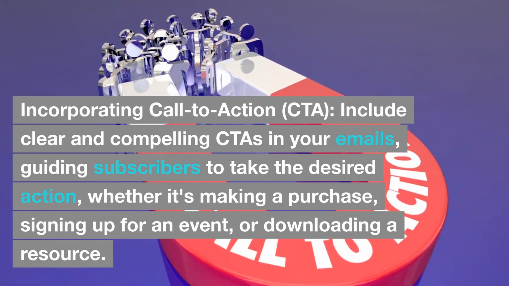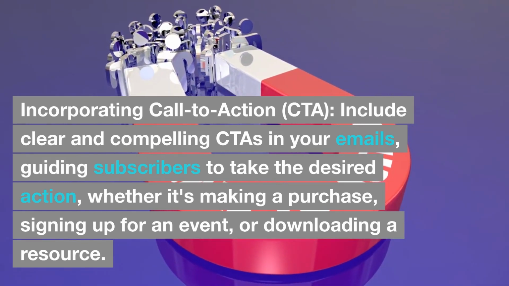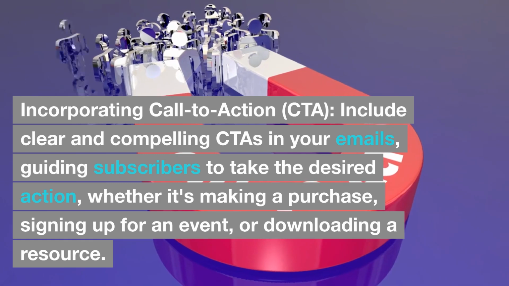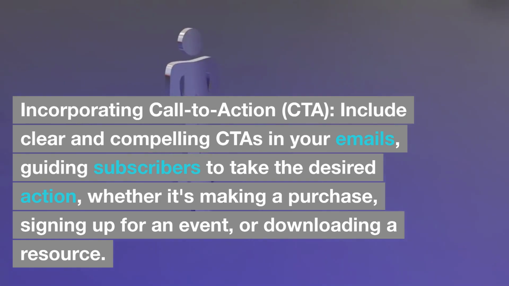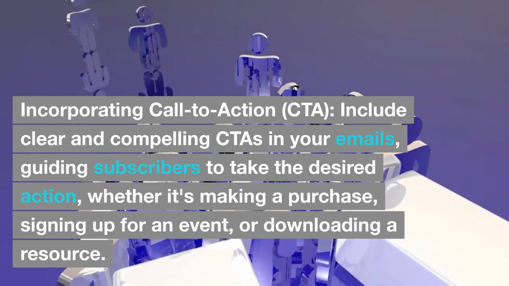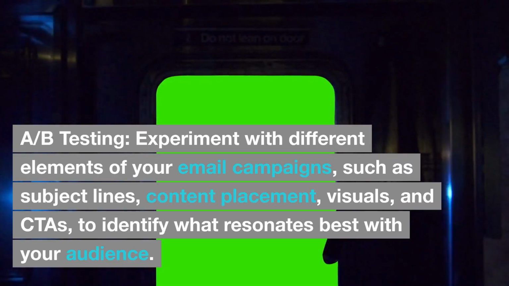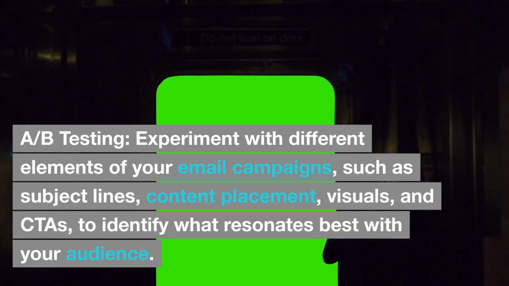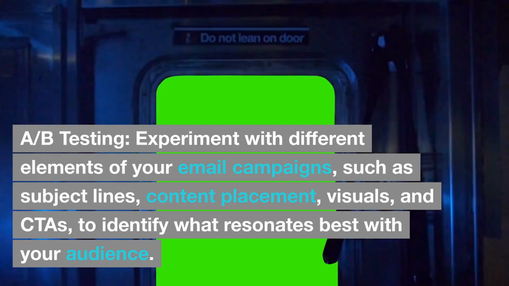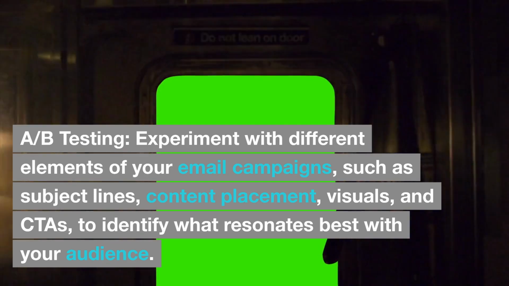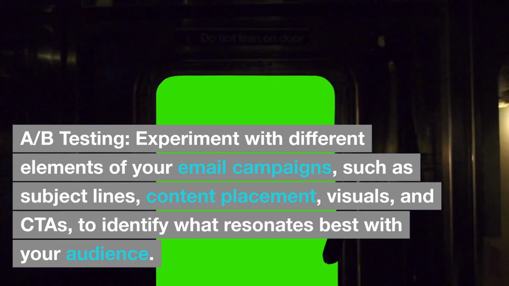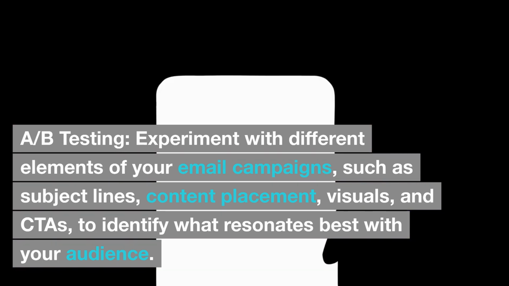Incorporating call to action, CTA. Include clear and compelling CTAs in your emails, guiding subscribers to take the desired action, whether it's making a purchase, signing up for an event, or downloading a resource. A/B testing. Experiment with different elements of your email campaigns, such as subject lines, content placement, visuals, and CTAs, to identify what resonates best with your audience.